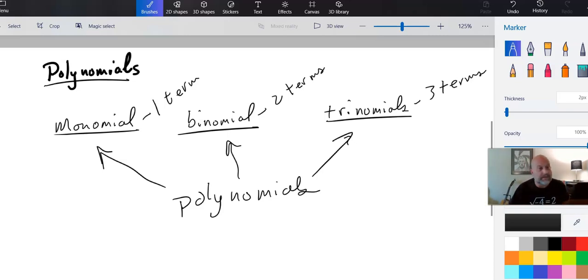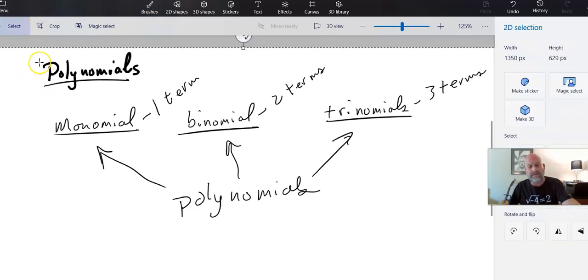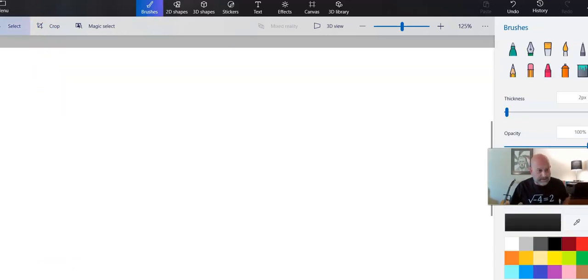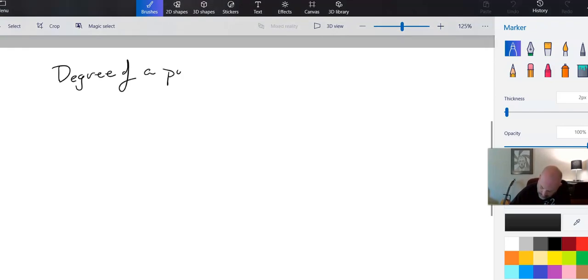Okay, so let's go ahead and clear this off. All right. Now, the degree of a polynomial. The degree of a polynomial has to do with its exponents. If there's only one variable involved, it's actually really straightforward.